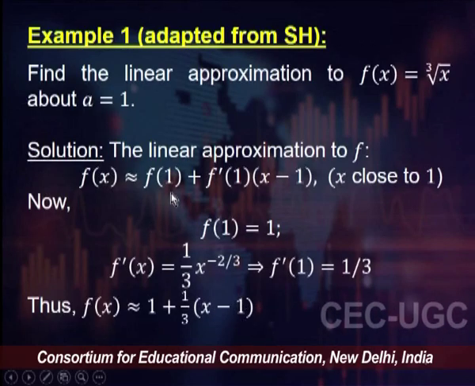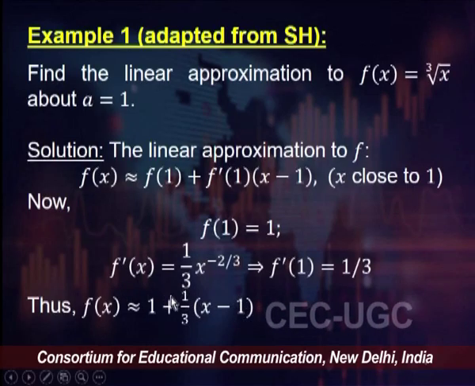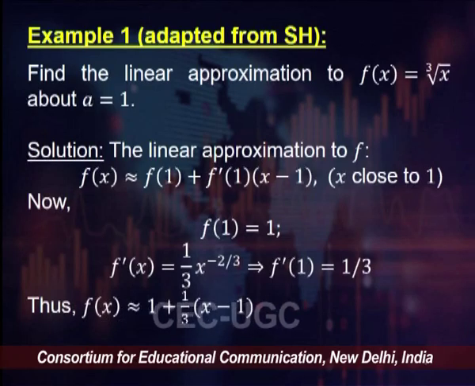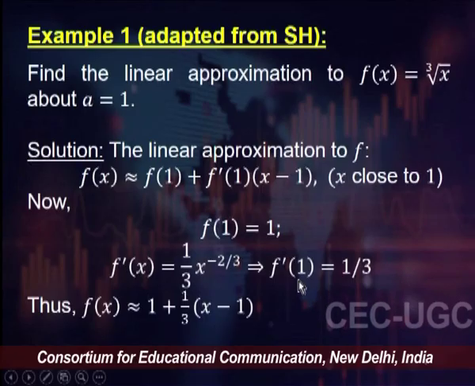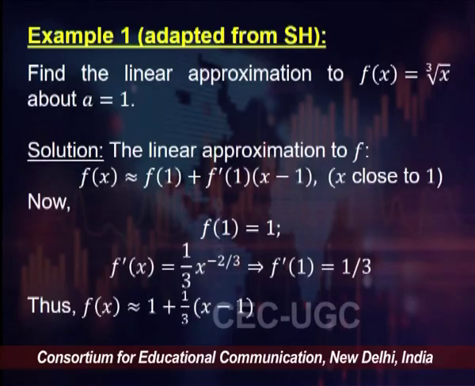Note here that we have a couple of calculations to do. So let's go ahead with these calculations. f of 1, because f of x is the cube root of x, is going to be exactly 1. Now f prime of x, in order to calculate f prime at 1, I'm going to first calculate f prime of x, which is nothing but 1/3 times x to the power minus 2/3. This in turn implies that the value of the first order derivative at 1 for the function is 1/3. And this then gives us the linear approximation to the function, which is 1 plus 1/3 times x minus 1.